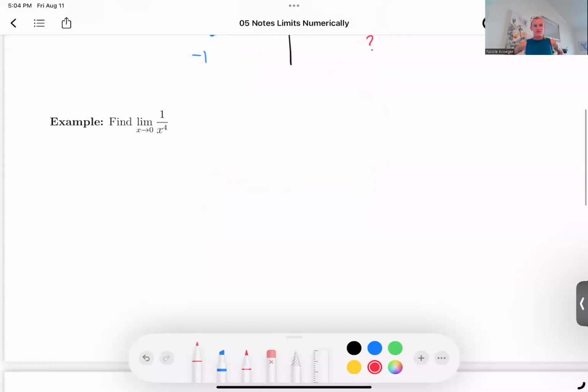That's once again our estimate. It's not an exact value because we don't know how to compute exact values, but the table of values give us good estimates. Okay, and let's do one more example for this video. So go ahead and try this one on your own. The limit as x approaches 0 of 1/x⁴.